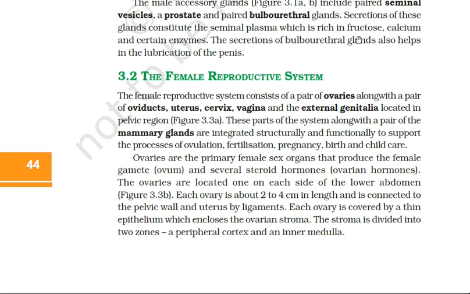The human ovary is a solid structure surrounded by germinal epithelium. This epithelium encloses the inner part of the ovary called stroma, S-T-R-O-M-A, and is followed by tunica albuginea.